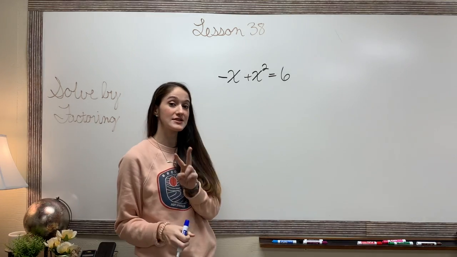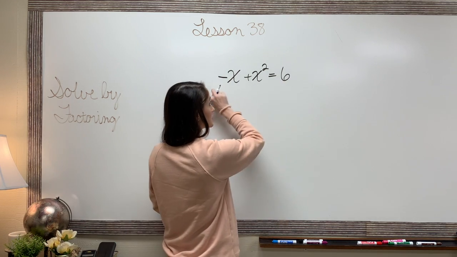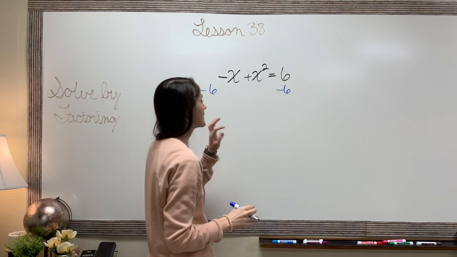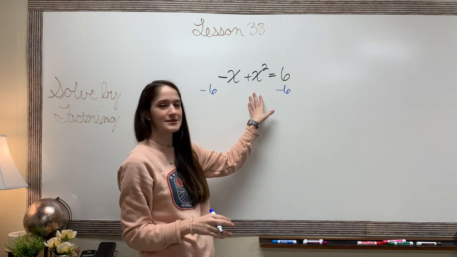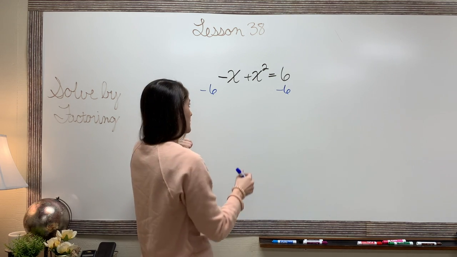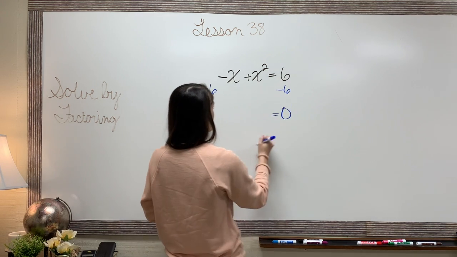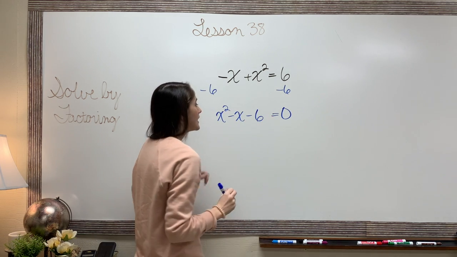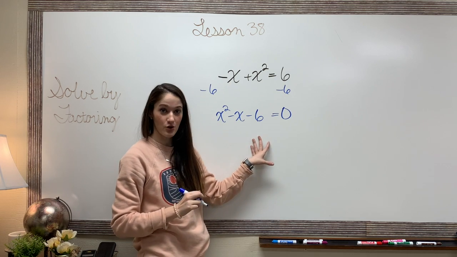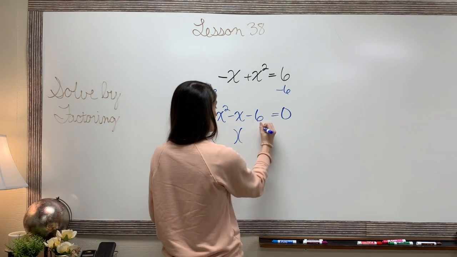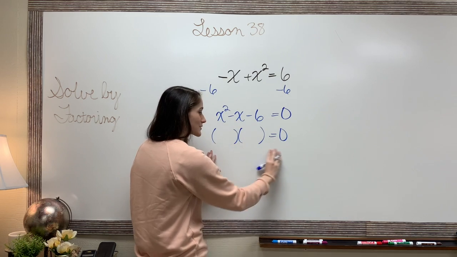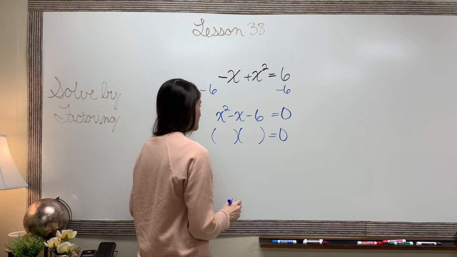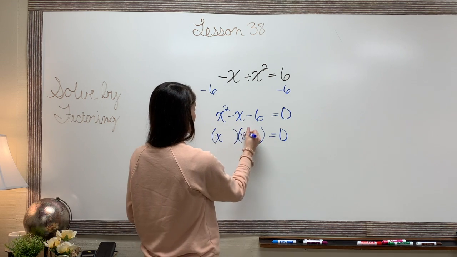There are two things I want to do in this first step. I want to move 6 over here, so I'm going to have to subtract. The other thing I need to do is get this in descending order of my exponents. So we are left with 0 on this side, and then x squared minus x minus 6. Now we can take this trinomial and factor it into two binomials. This is where we get into that setup we were just talking about, where a times b equals 0. So we're going to have x and x.